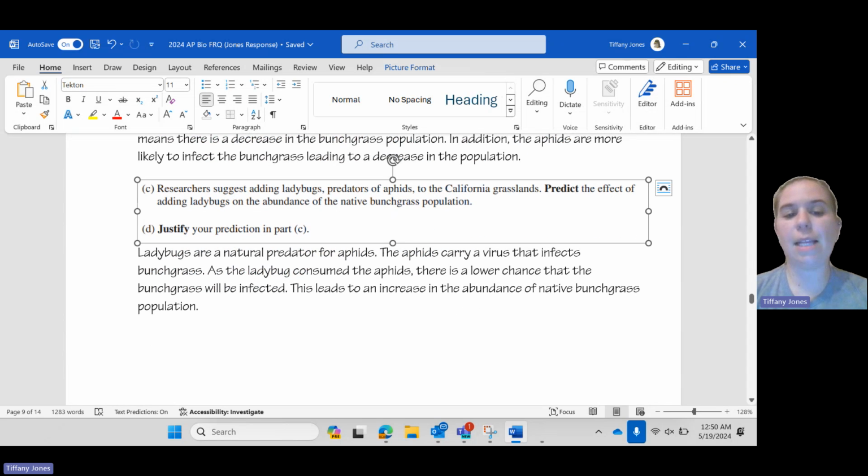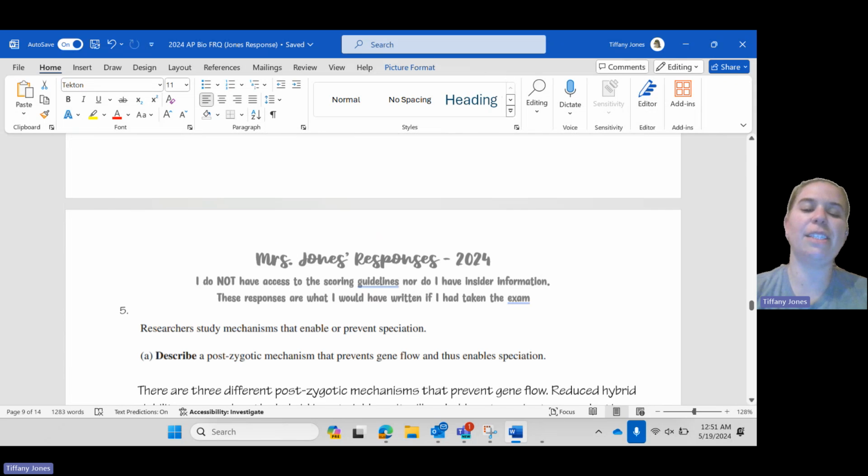And then part C asks us to suggest using ladybugs, which will eat the aphids, and predict the effect. So if the ladybugs are eating the aphids and there are fewer aphids around, there are fewer to carry the virus that will infect the bunch grass. And so we're going to see less viral transmission. So we should see an increase in our bunch grass population because fewer of them will be infected and fewer of them are going to die from the viruses.